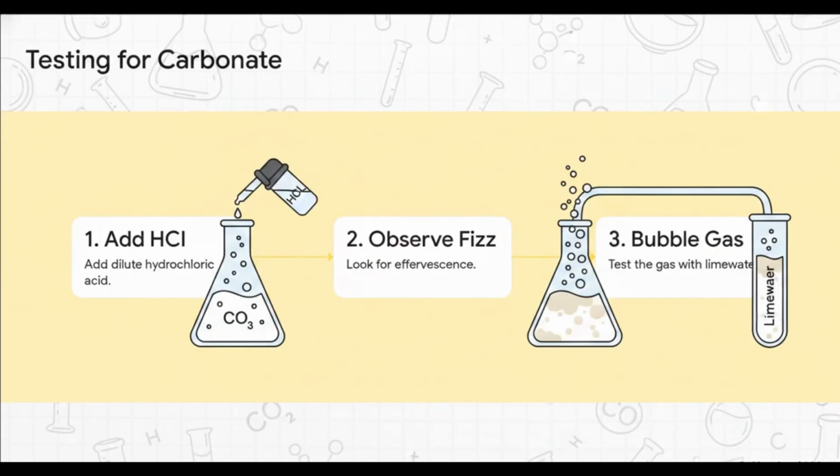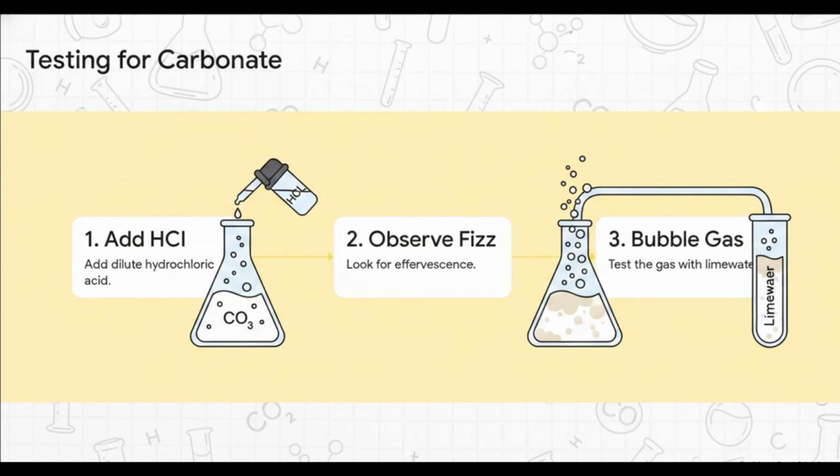Now on to carbonates. This test is often way more dramatic. As soon as you add some dilute acid, you're looking for fizzing, or to use the proper term, effervescence. That fizzing is your first huge clue. It tells you a gas is being produced, and now our job is to figure out what that gas is.